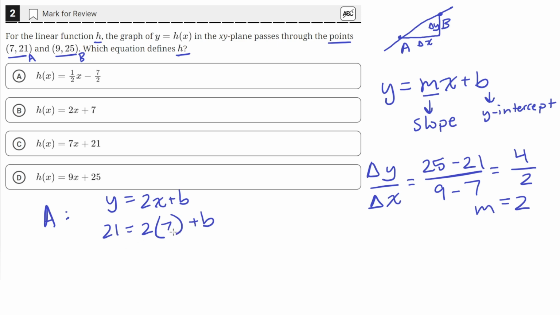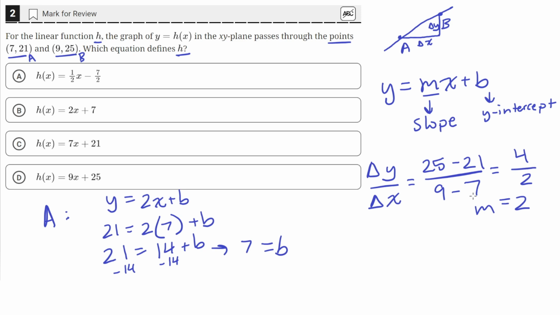So now we can just solve for b. We can multiply this out to get 21 equals 14 plus b, and then we can subtract 14 from each side. This will leave us with 7 on the left and b on the right. So that means the value of b is 7.